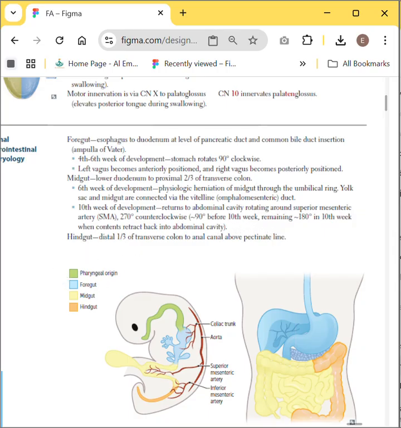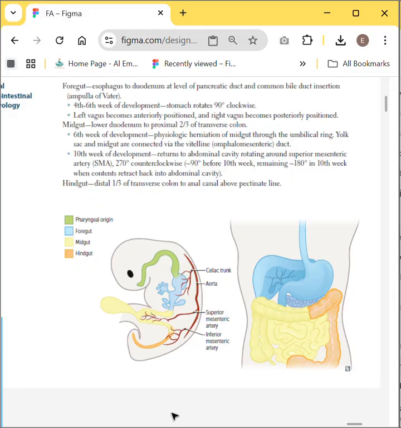The hindgut is easy. The hindgut includes the distal one third of the transverse colon, this orange part, and it's supplied by the inferior mesenteric artery. It has the descending colon, sigmoid colon, rectum, and the upper anal canal above the pectinate line. The blood supply is the inferior mesenteric artery, and remember that above the pectinate line is endoderm creating the GIT. But below the pectinate line, the ectoderm creates the rest of the anal area. And this is important for pain and cancer cases and lymph cases. We'll see that later on.